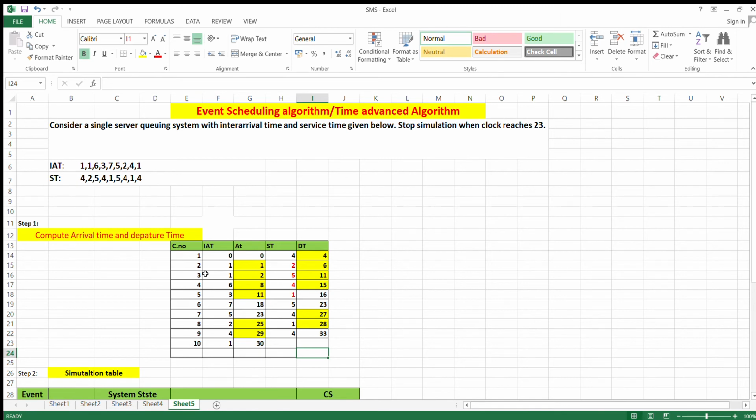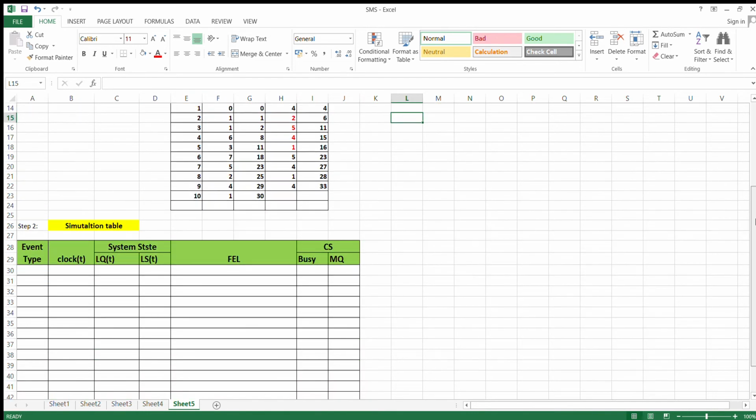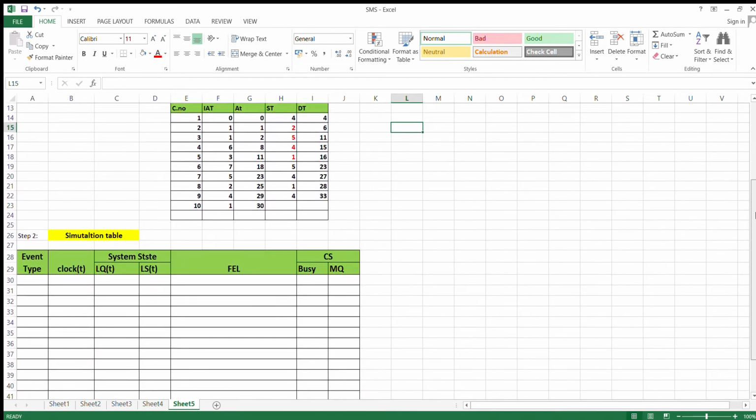Once we have calculated arrival time and departure time, we solve the simulation table until the clock reaches 23. So first arrival was 0. I will advance the clock to 0. Event type is arrival of the first customer. No customer in the queue. The first customer moves to service. So the future event list has 1 arrival, 1 departure and the end of simulation time. Its departure is 4.